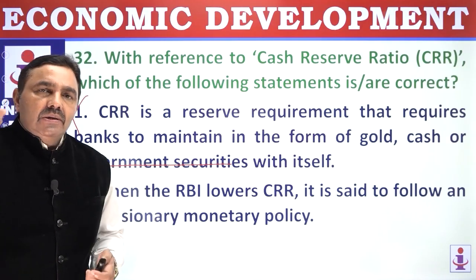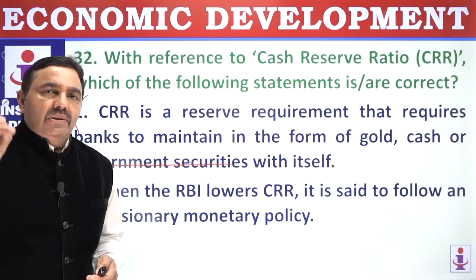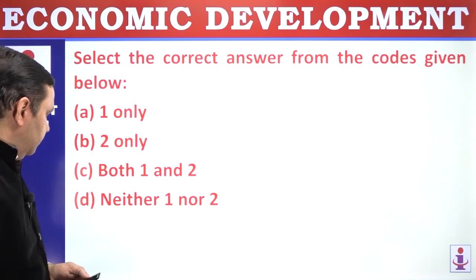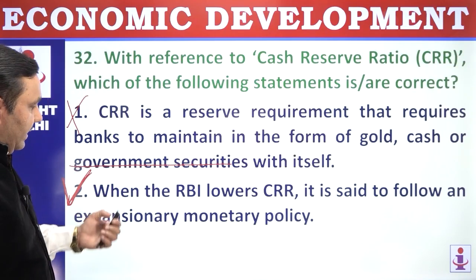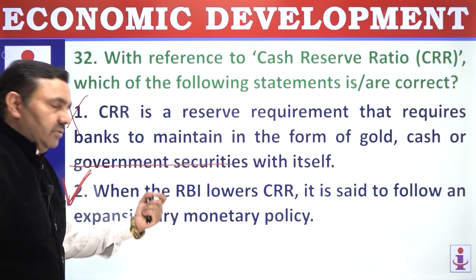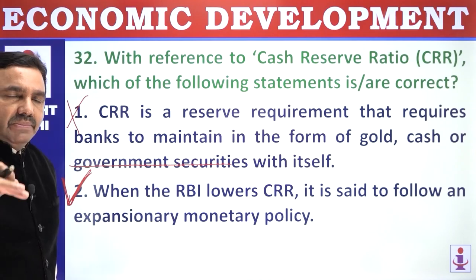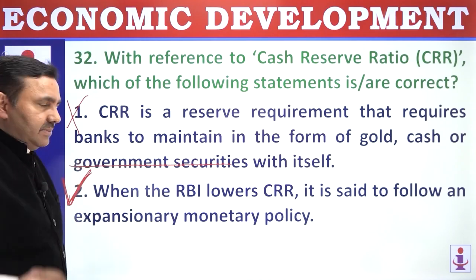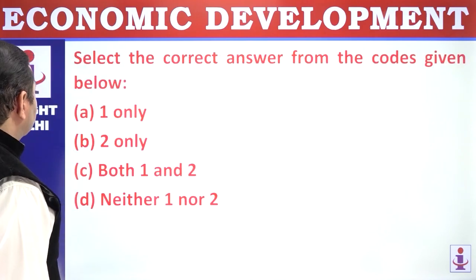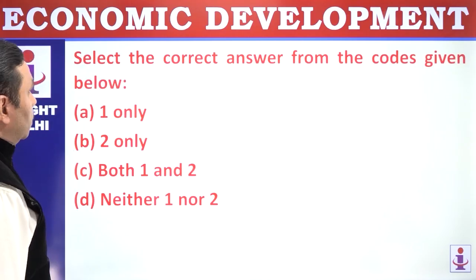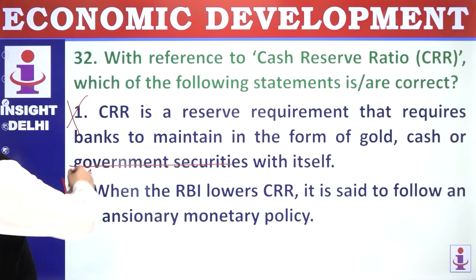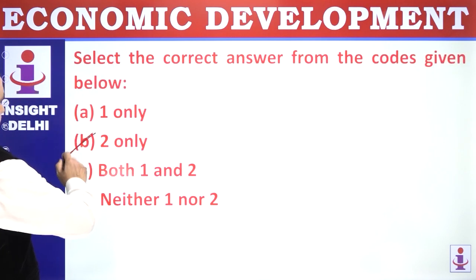QT and QE, these are very important concepts and you must know them properly. QT means quantitative tightening, contraction of monetary policy. QE means quantitative easing, expansionary monetary policy. So select the correct answer here. 1 is wrong, 2 is correct, so the option is B.